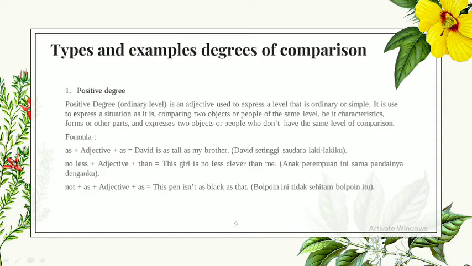And you can use this formula. The first is as plus adjective plus as. For example, David is as tall as my brother. The second, no less plus adjective plus than. Example, the girl is no less clever than me. The third is not plus as plus adjective plus as. Example, this pen isn't as black as that.